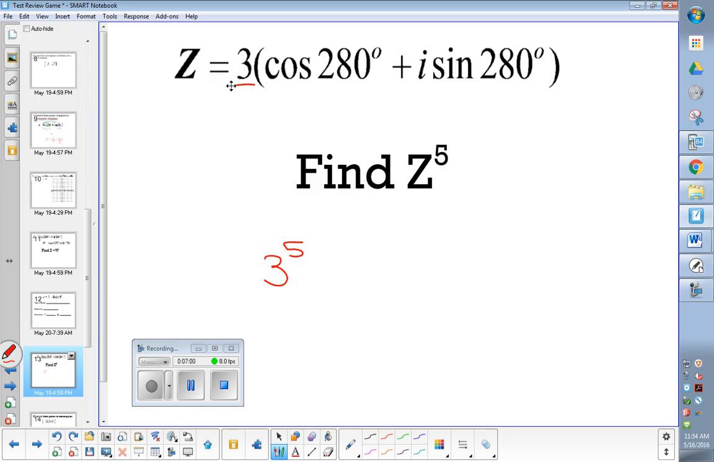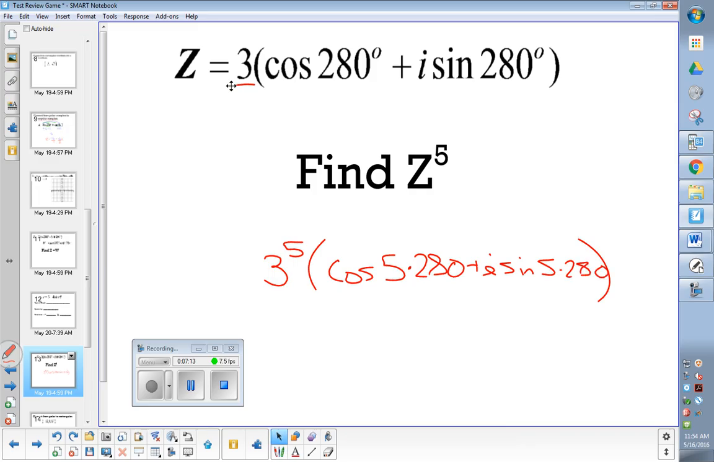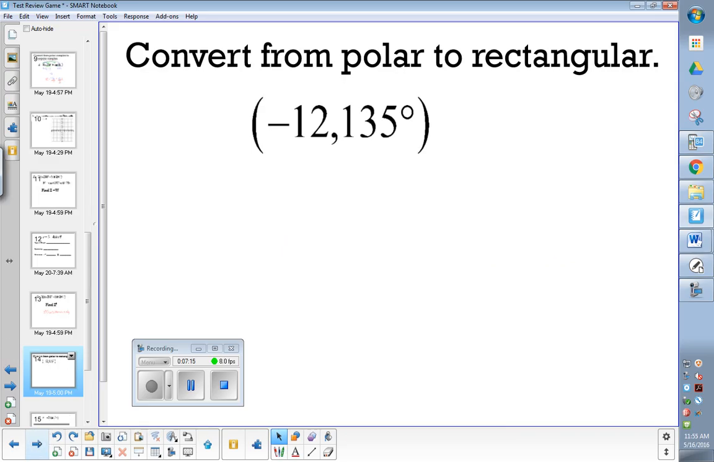Whatever it actually says is what you're doing with the radius. The change is with the angle. So it's cosine. What do I do with my angle? Multiply by 5. 5 times 280 plus i sine 5 times 280. You'd have to subtract out 360 at the end of that.